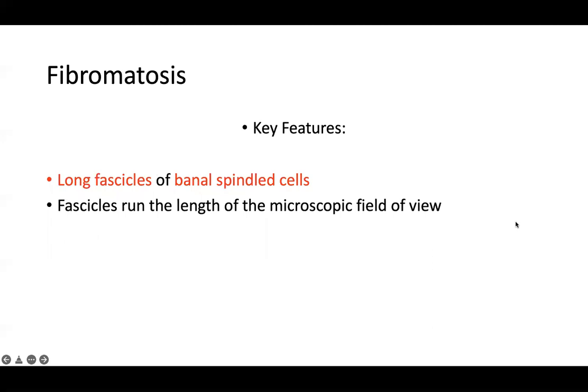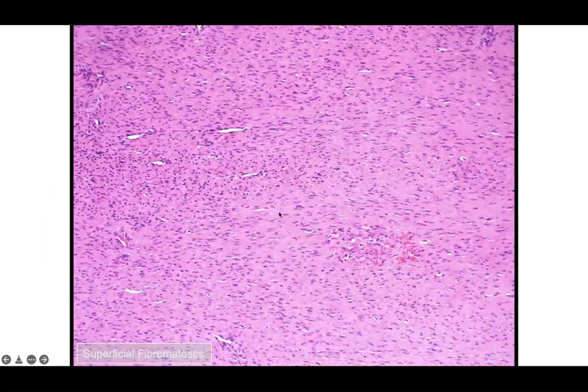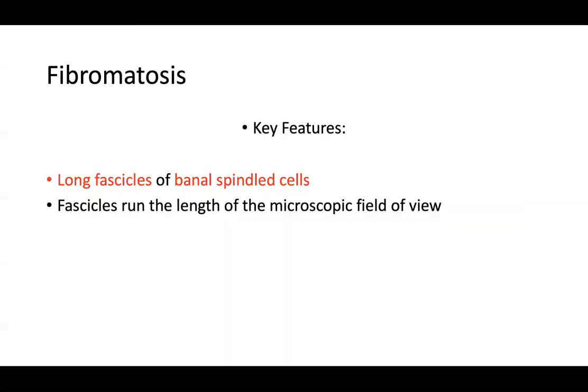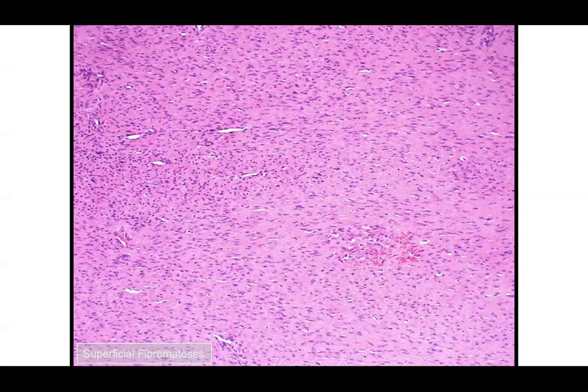Key features of fibromatosis include long fascicles of bland spindle cells. The fascicles typically run the length of the microscopic field of view. You can see here superficial fibromatosis, along the same themes that we've been studying all day, where you've got these oriented parallel east to west collagen stromal architectures, and then you have scattered relatively small, relatively bland cells among it. And that's your typical fibromatosis appearance.